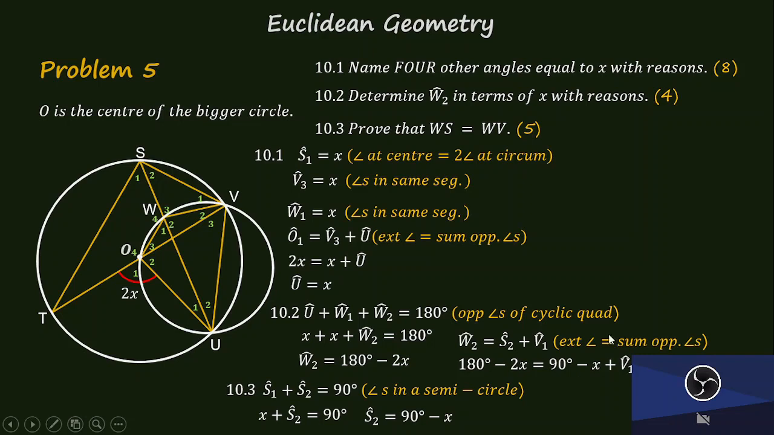Remember, we were required to show that ws equals wv, but we know that this question wants us to show that the base angles of these are equal. So we were required to show that s2 equals v1. We found s2 to be 90 degrees minus x. We found v1 to be 90 degrees minus x. Therefore, we have proven that ws equals wv. These are the sides opposite equal angles.